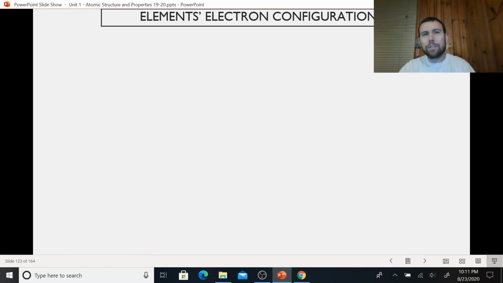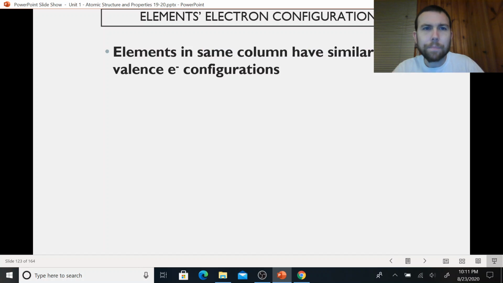Now, this is going to tie directly back to electron configuration. So if you've noticed, we've been building every single step of the way, building on our knowledge leading up to this particular point, right? Now, what we know when we look at the periodic table is that the elements in the same column or the same group have similar valence electron configurations. And what I mean by that is that their final electron configuration is going to end the same.